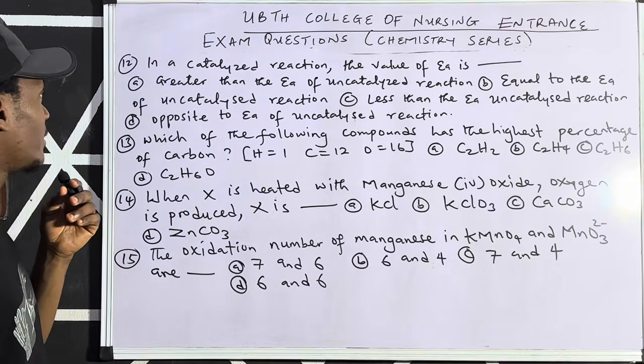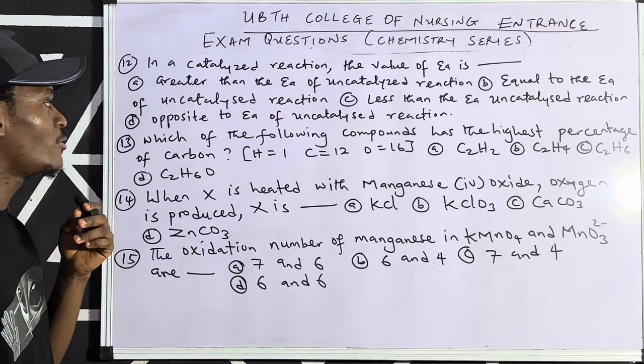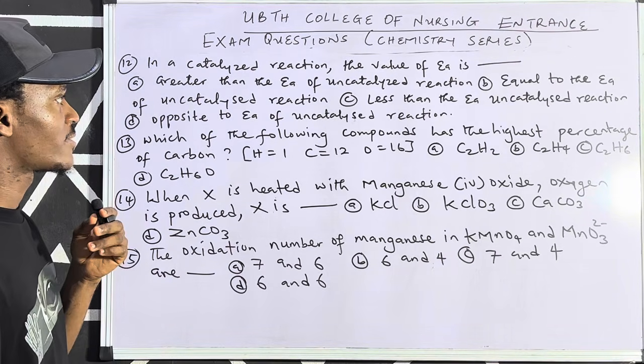Question 12. In a catalyzed reaction, the value of EA is dash.